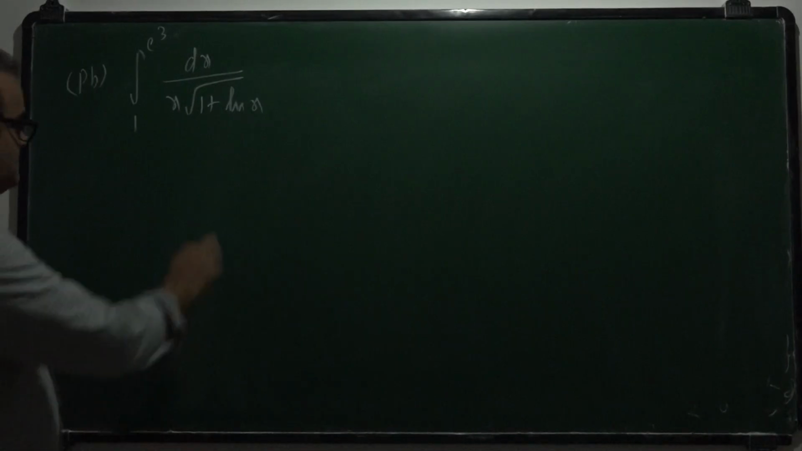Now write the next problem. Integral of 1 to e cube dx by x into root of 1 plus ln x. Generally ln x is called natural logarithm. It is also a logarithm.